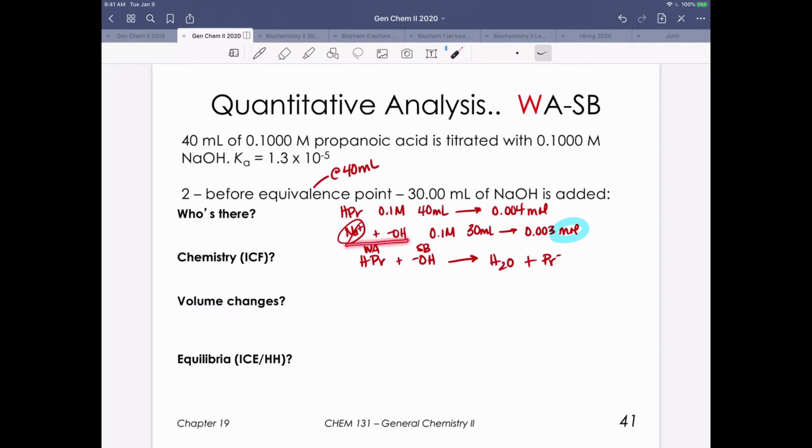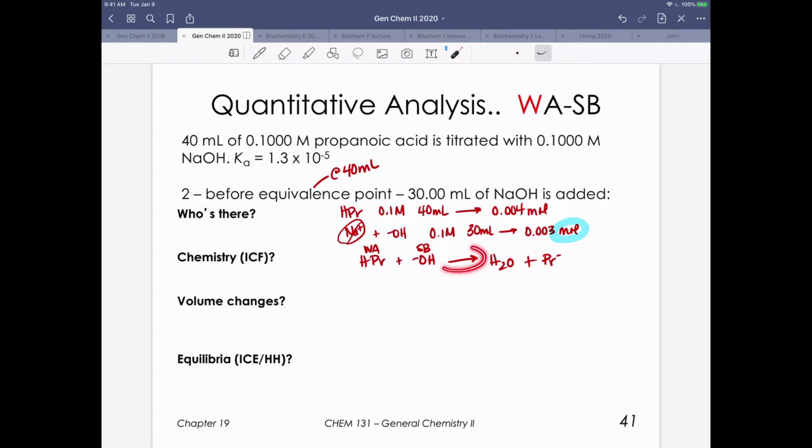And again, sodium hydroxide, we don't really need to consider the sodium here. We know that's going to be a spectator. But with the hydroxide, if we've added 30 milliliters of 0.1 molar sodium hydroxide, we know we've added 0.003 moles of hydroxide. The chemistry is always going to be the same for a weak acid, strong base titration. We are going to be taking a proton off of our weak acid by our strong base, generating water, and then the conjugate base of that weak acid.